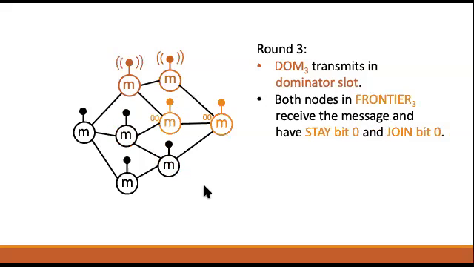In the third round, the two brown nodes at the top are the dominating set, and they transmit the source message in the dominator slot. The two orange nodes in the frontier both receive the source message in the dominator slot, and both have their stay and join bits equal to 0 since the broadcast is complete.